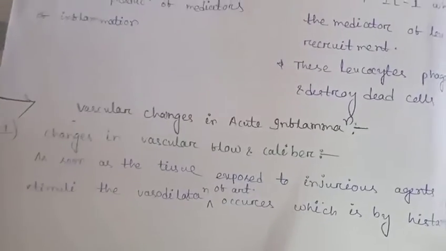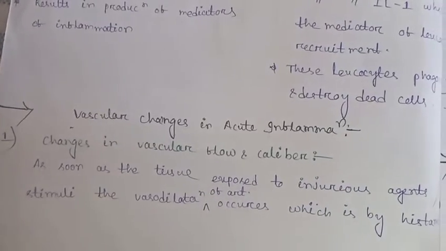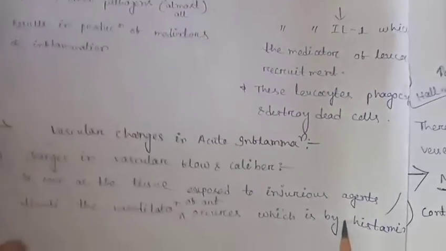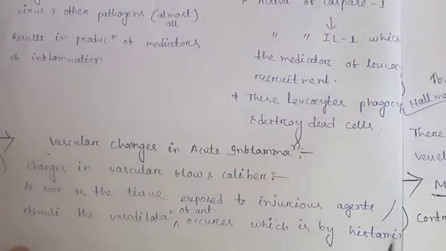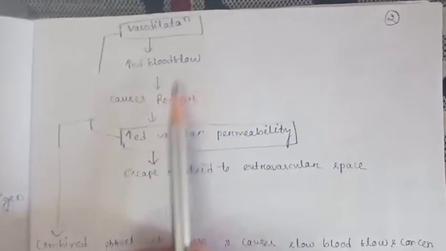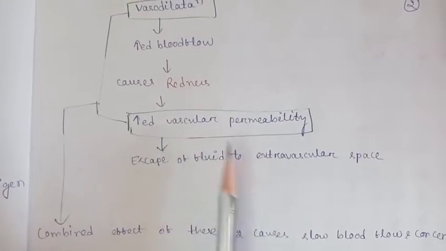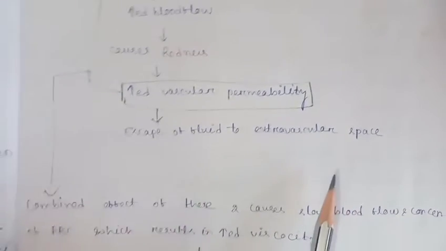Okay, then we go towards the vascular changes of acute inflammation. First is the change in blood flow and caliber. As soon as the tissue is exposed to injurious agents, vasodilation of arterioles occurs, mediated by histamine, which causes the blood flow to increase and causes redness. Then it increases the vascular permeability, through which escape of fluid to the extracellular space occurs.